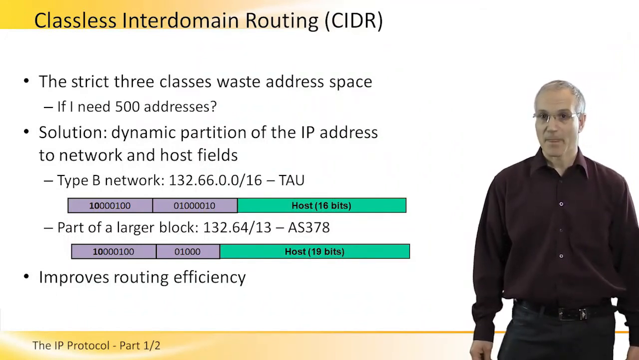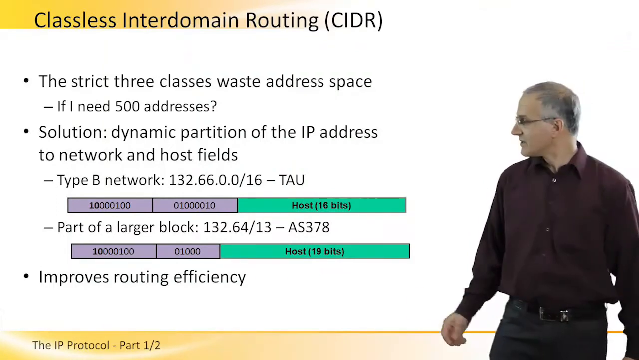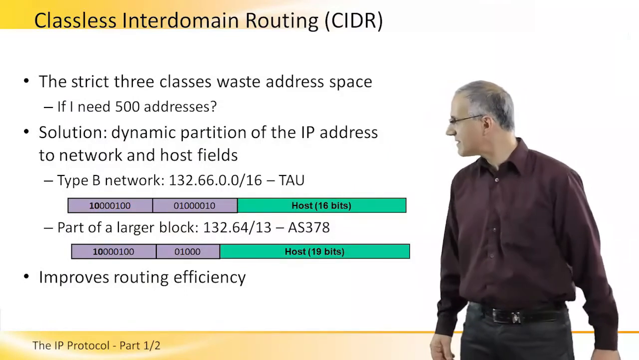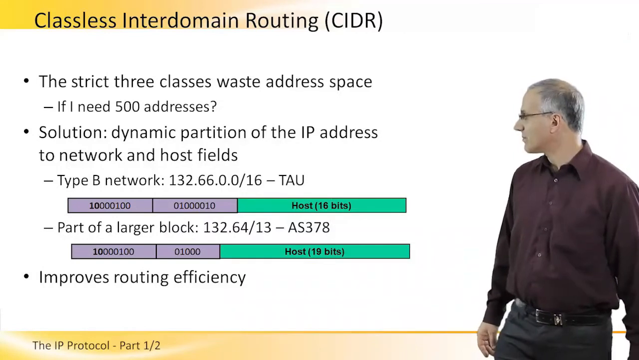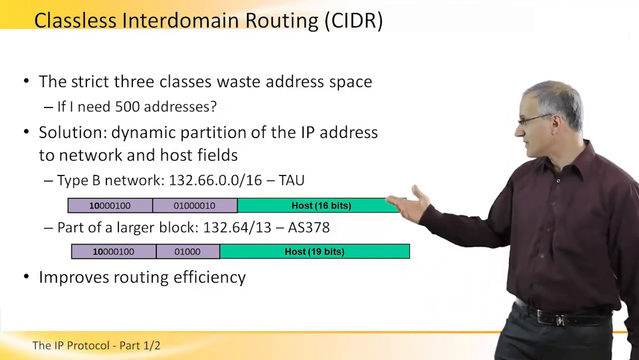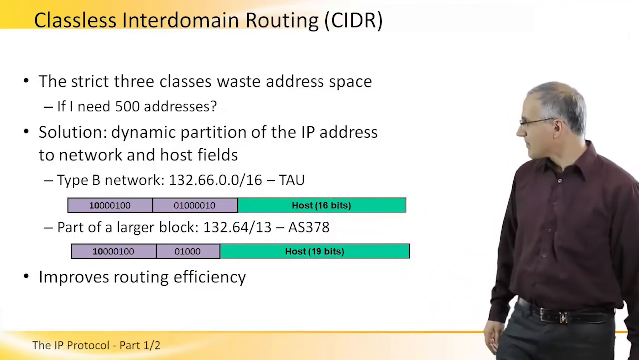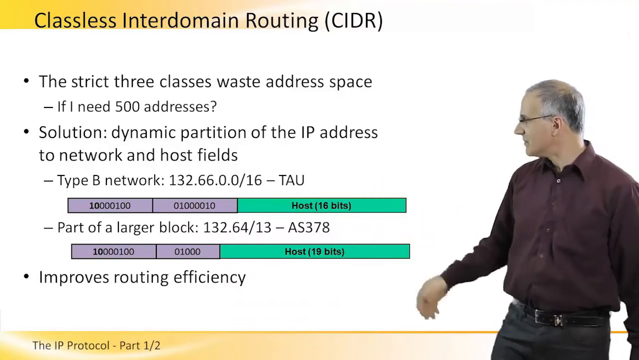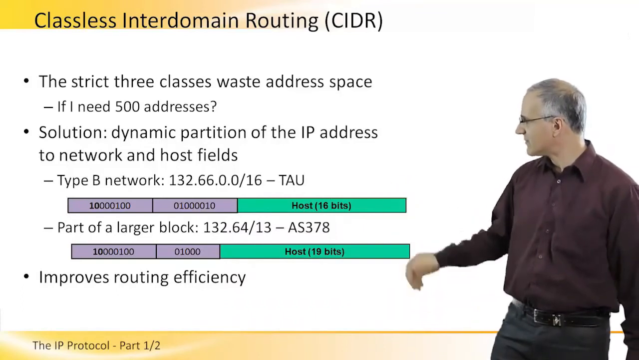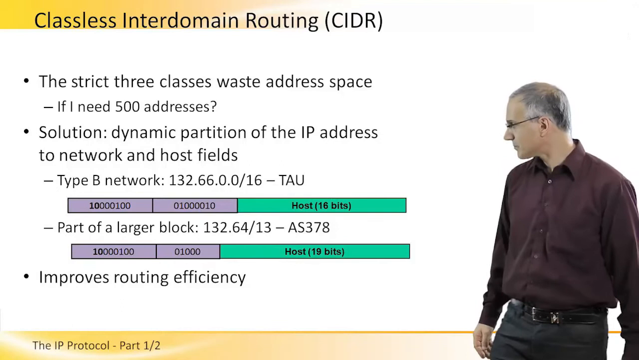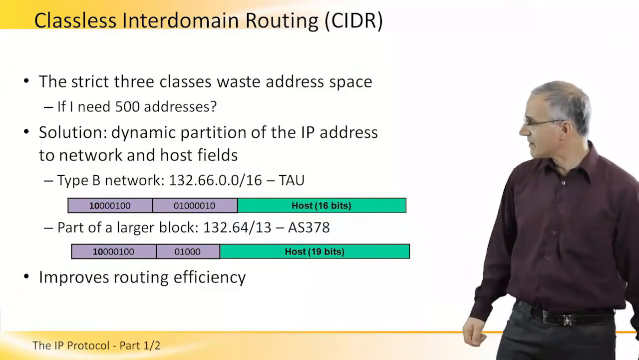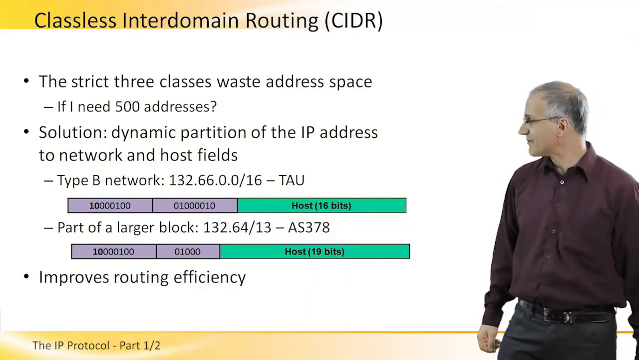For example, the address 132.66.0.0/16 means that there are 16 bits for the network part of the address. And this is a typical class B network. This one belongs to Tel Aviv University. So you can see that it starts with 132. The next octet or byte is 66, and then I have 2 bytes for host address in this network. In binary, it looks like this, and indeed the first 2 bits in the network address are 10, as we expect for class B addresses.